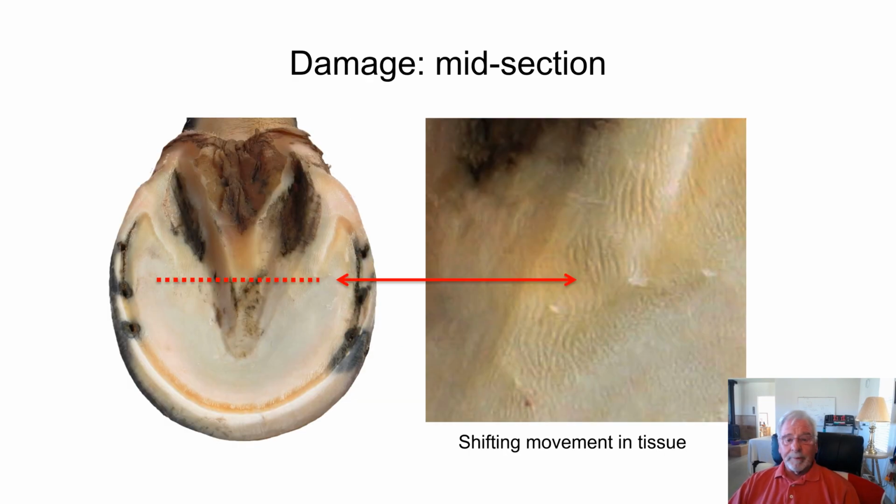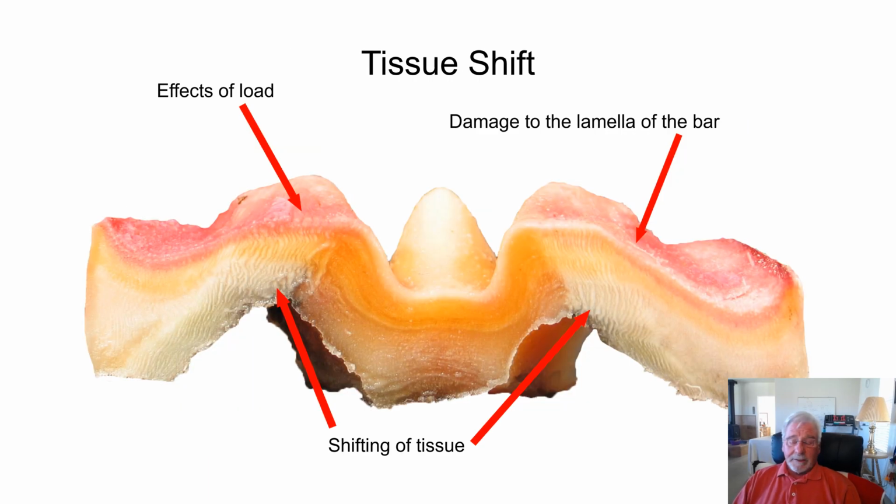And here's an example of shifting of tissue in that area, just another sign that the bars are loaded and they're weight bearing. You can see tissue shifting around in that area. If we were to just cut the sole in half, here's our flattening. These are the effects of load. The bars are flattening off up here. It's disturbing all of this tissue, shifting it all around, causing disturbance and stress. And here you can see some wear or some damage to the lamella of the foot in this area here. These are just showing different signs that this foot is collapsing in the midsection.